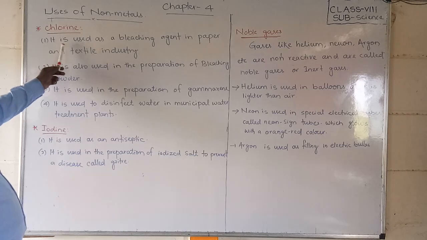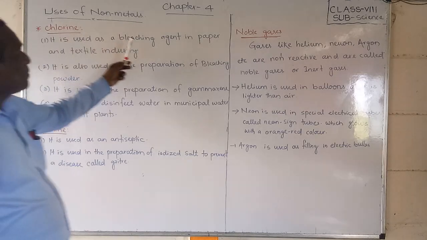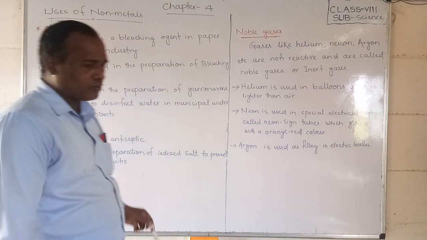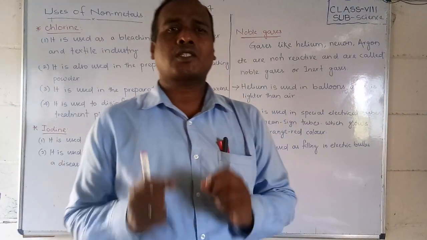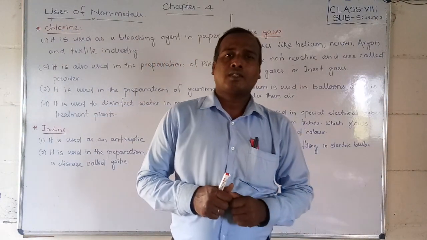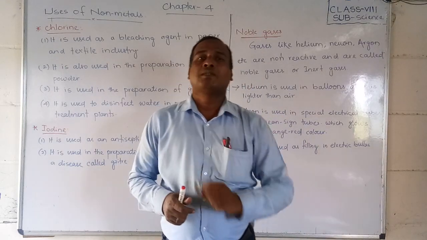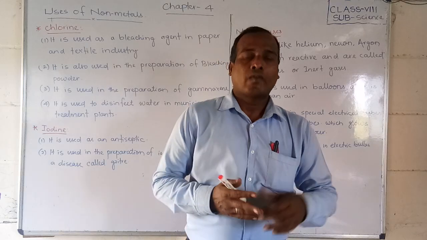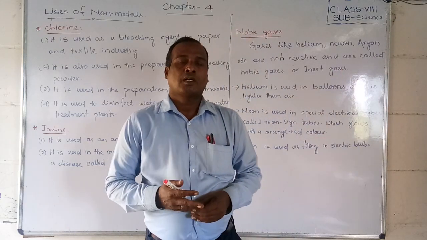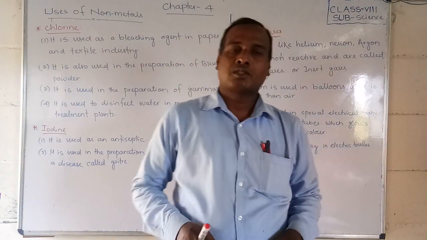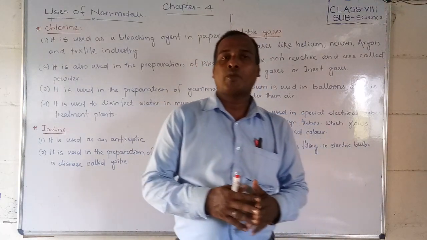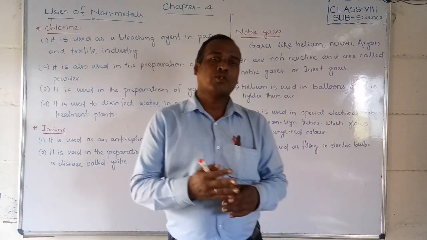Chlorine is used as a bleaching agent in the paper and textile industry. First of all, we have to discuss what chlorine is. Its atomic number is 17. Do you have an idea what the atomic number is? Whenever we check, according to the number of protons, chlorine contains 17 protons. How many protons, friends? 17 protons.